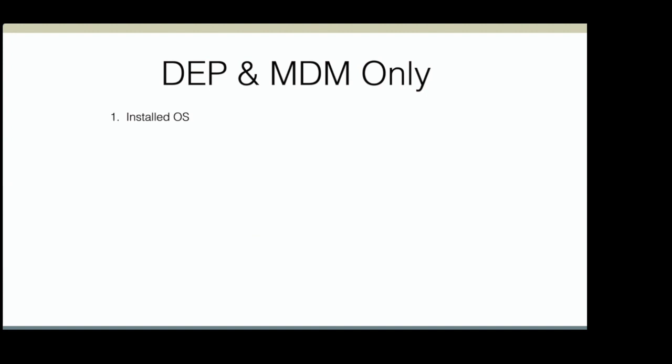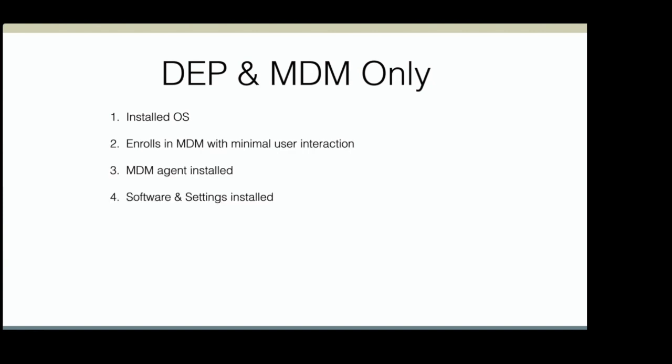So if we have this situation, the installed OS is right there. The machine is drop shipped to the person. They enroll in MDM with minimal user interaction. They just join Wi-Fi and say, hey, I want to enroll in remote management, or allow remote management. Then the MDM agent is installed and starts installing software. There are some ways to put up prompts to say software is being installed. And then software update may kick in.